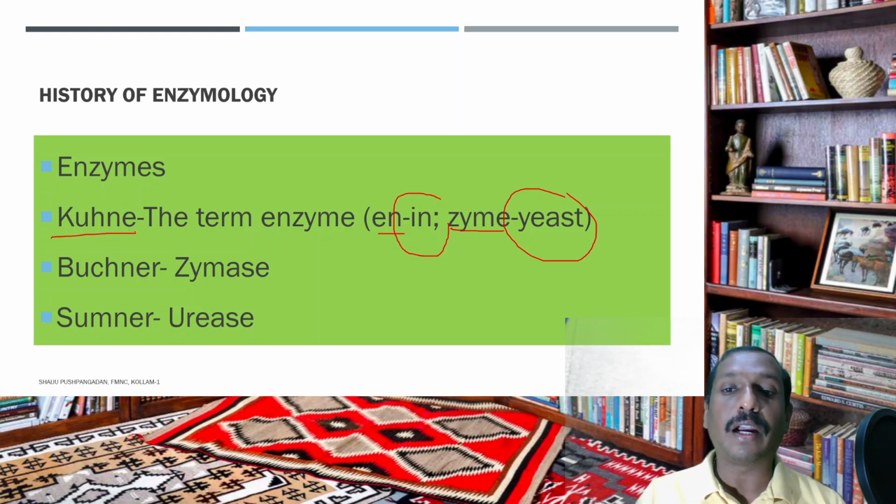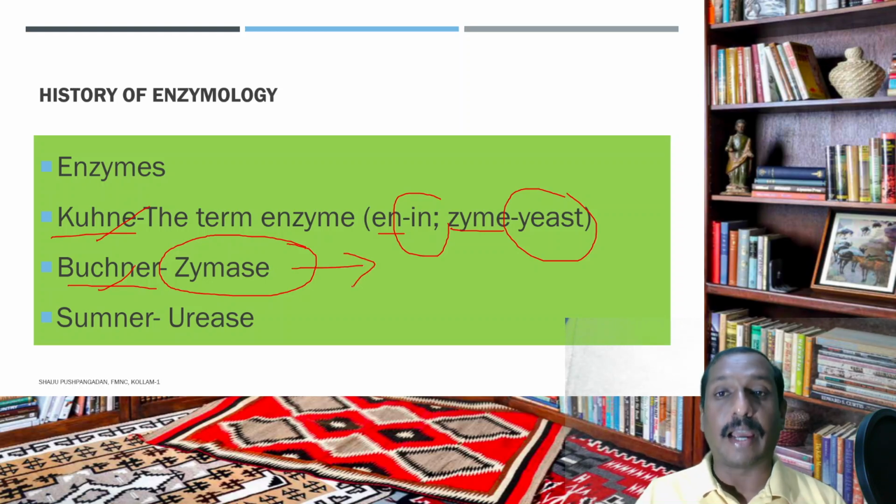Why is it called in yeast? Because the first enzyme was identified and isolated from the microorganism, the fungus yeast. Buchner was the first biochemist who identified the first enzyme from yeast, and the name of that enzyme is zymase. So it was Kuhne who coined the term enzyme, and it was Buchner who first succeeded in identifying an enzyme from yeast, which he called zymase.